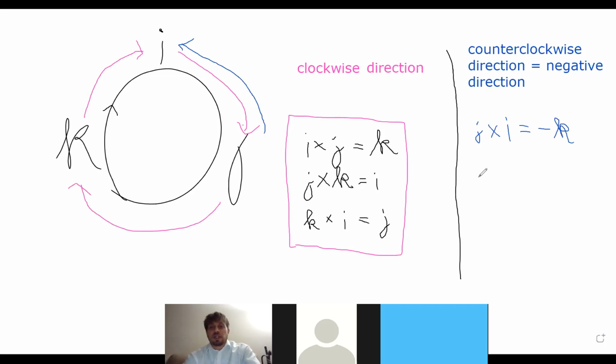Now, if you keep going in the negative direction, you would go I to K. So if you take I cross K, that would equal, well, if you kept going, the next thing would be J, but because you're going in the negative direction, that equals negative J. And then if you kept going in the counterclockwise direction, you have K cross J.